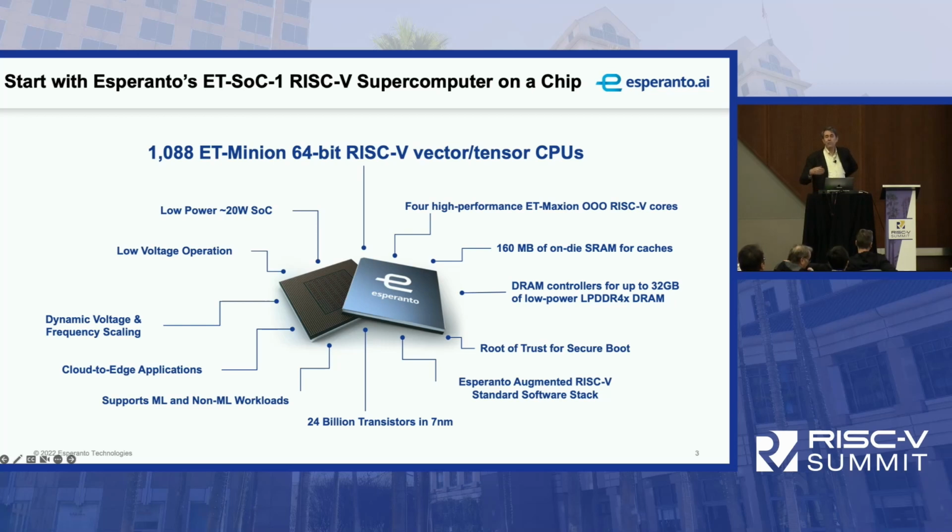But that's not enough memory to run all of your apps. We also can provide up to 32 gigabytes of external memory, and we want to do that in a very power-efficient way, so that's done with LPDDR4X DRAM. That's the same kind of DRAM you probably would have in your cell phone. A lot of other features here, but these 1,000 cores are all put on a single chip, 24 billion transistors in TSMC 7-nanometer technology.